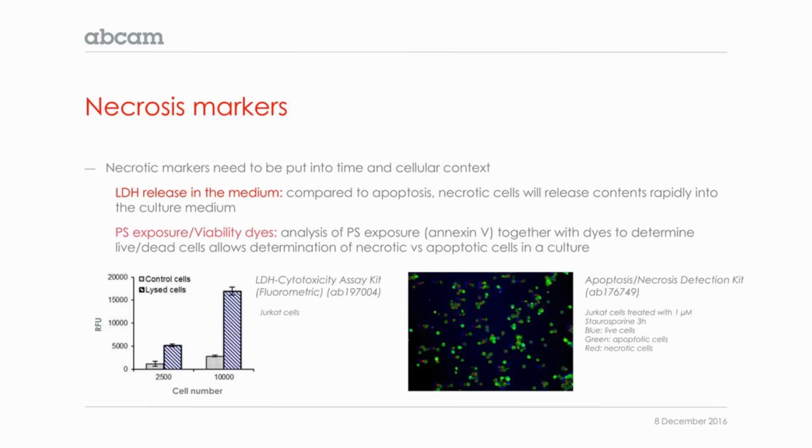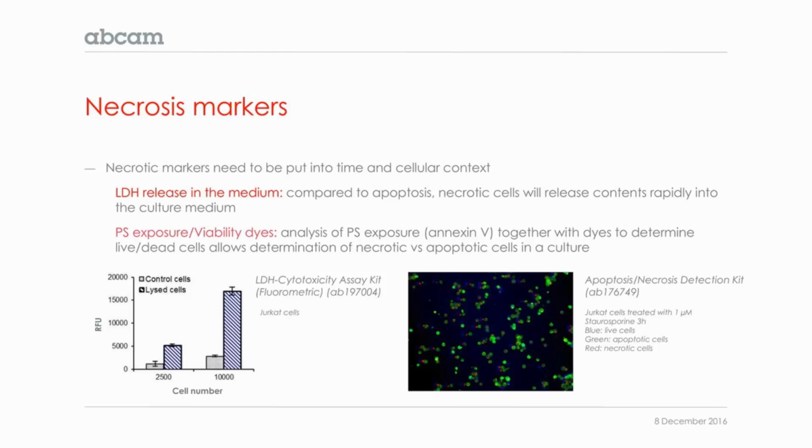So as you can see on the image on the left, where we have measured release of LDH into the medium, broken down cells will give a higher signal than healthy cells. As we discussed in our apoptosis webinar, analysis of phosphatidylserine exposure, which is considered an apoptotic marker, in conjunction with viability dyes, can be used to discriminate between necrotic and apoptotic cells.